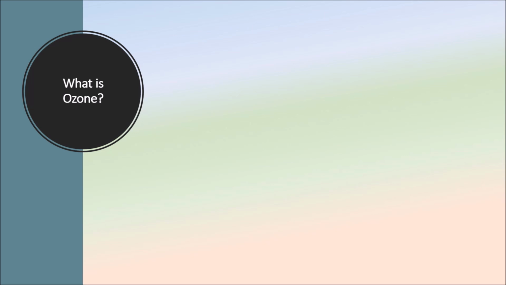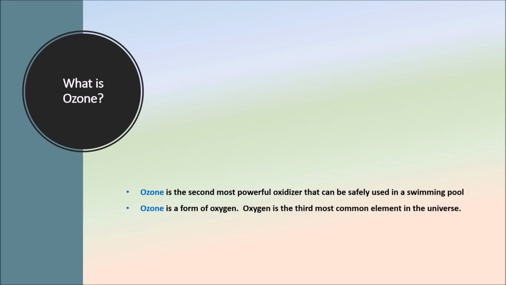A very common way that oxidation is enhanced in a swimming pool is through the use of ozone. Ozone is the second most powerful oxidizer that can be safely used in a swimming pool. It's a form of oxygen, the third most common element found in the universe. The first two are hydrogen and helium, by the way.